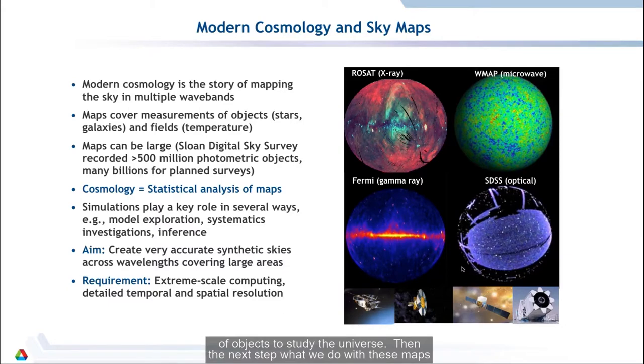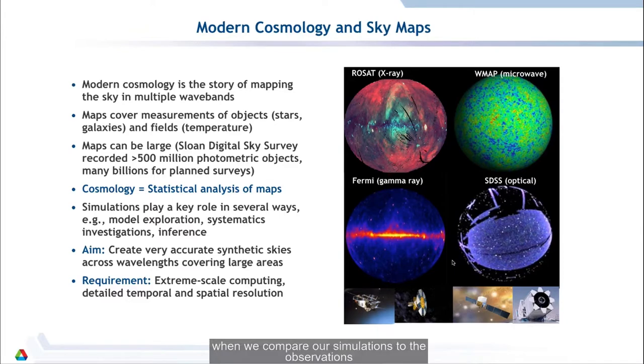Then the next step, what we do with these maps in cosmology, is that we statistically analyze them. So we count objects, we make correlation functions from the objects that we have found, we identify extreme objects, and from that we try to learn about the universe. As you can imagine, simulations play a key role in several ways here. For one, we would like to explore if the theories that we have about our universe are actually correct, and when we compare our simulations to the observations, we can figure that out.